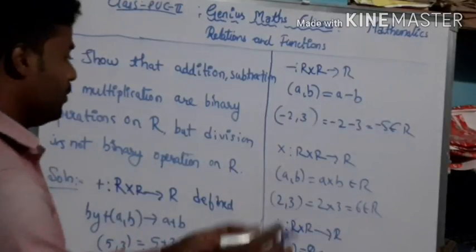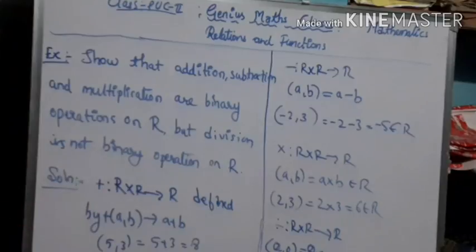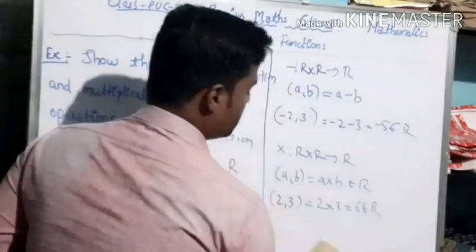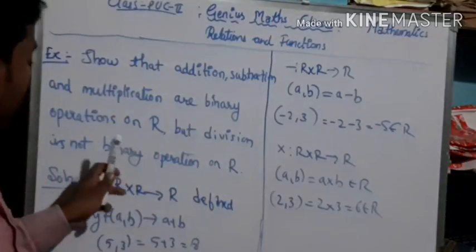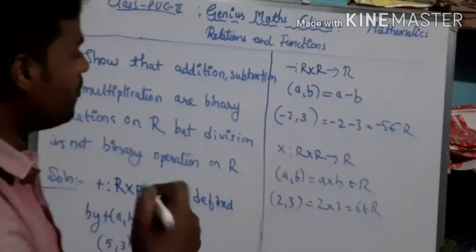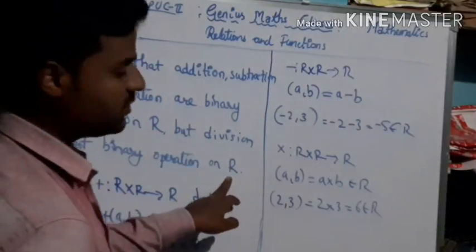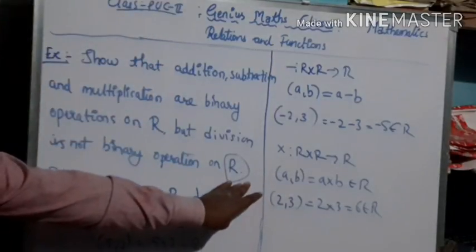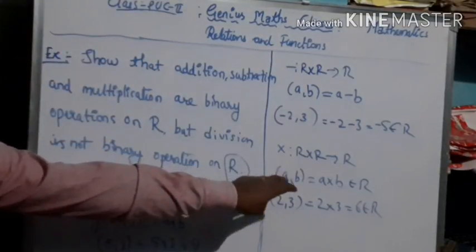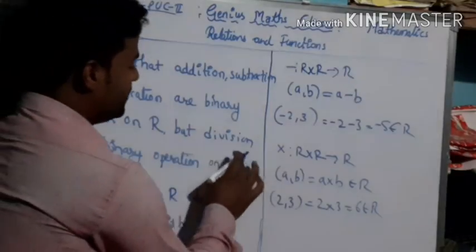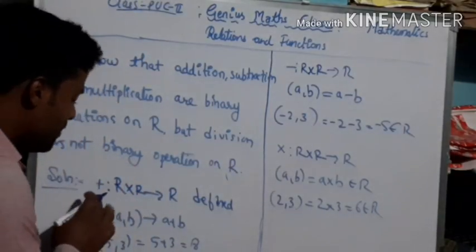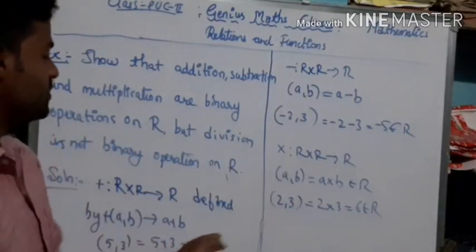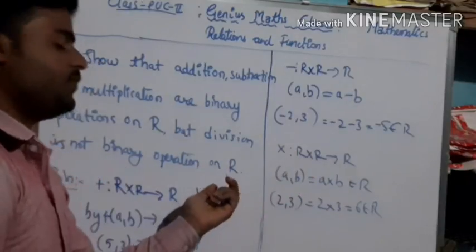So in order to make division a binary operation, you must define the set properly, because whether something is a binary operation depends on the set. Addition, subtraction and multiplication are all binary operations on the set of real numbers.